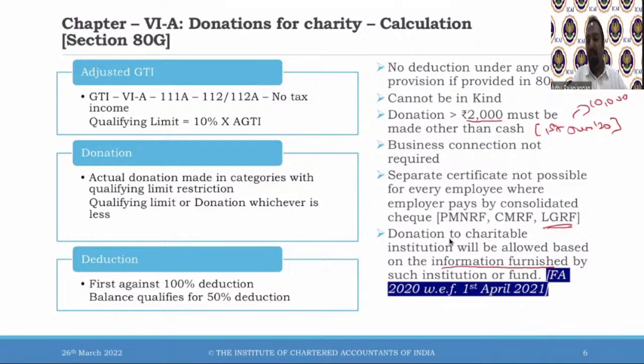This is applicable from 1st April 2021. So in your question, if the question says that the charitable fund has not furnished information to the income tax department, what should you do? Very smartly, don't provide the benefit of donation for that particular donation. That's all you need to do, nothing else. So remember this alone. If the question says that the charitable fund has not furnished the annual information statement, automatically don't provide the donation. So that's it.